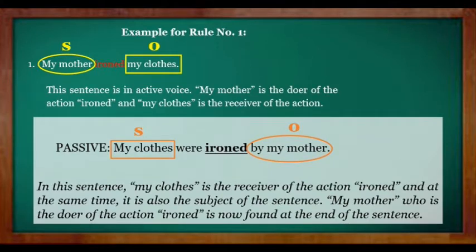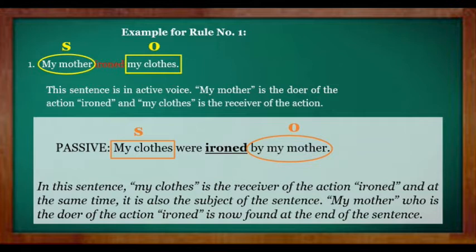Example: My mother ironed my clothes. This sentence is an active voice. My mother is the doer of the action ironed, and my clothes is the receiver of the action. So how do we transform this into passive voice? My clothes were ironed by my mother.